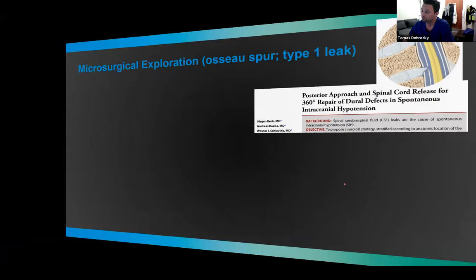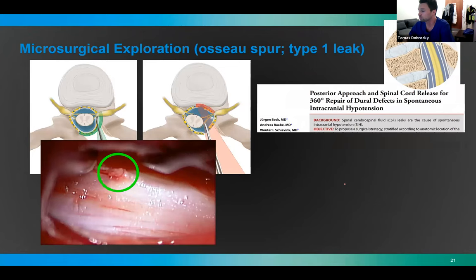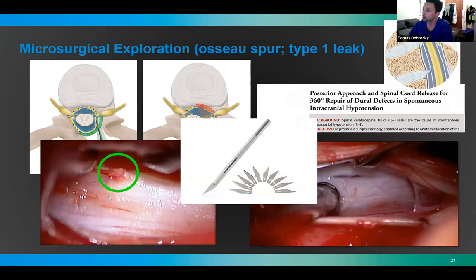Because if you look at those surgeries, I was happy to be present in one of them. If you see those spurs, they are like knives. And imagining that the blood patch will seal off that tear, even though the spur remains in place, in my point of view, is kind of questionable.